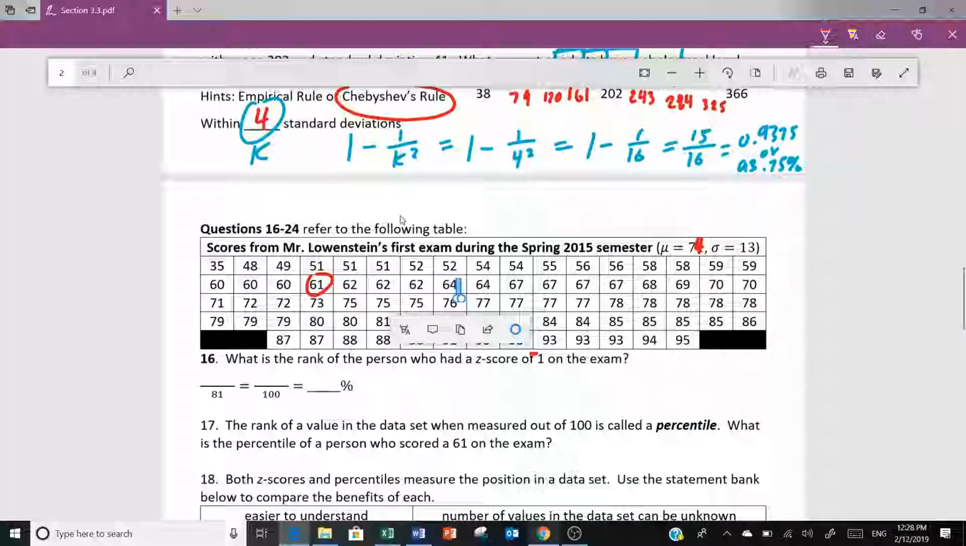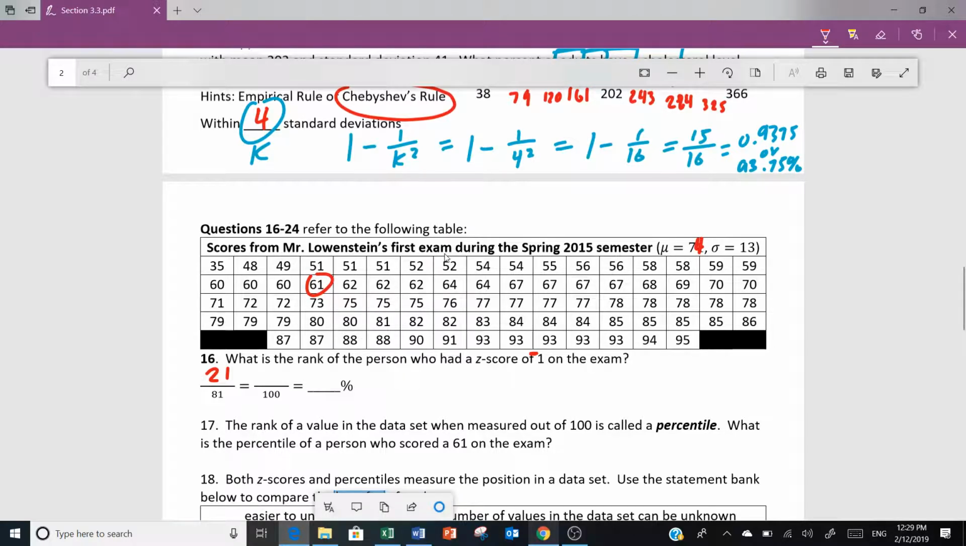Okay, so let's see, what's the rank of 61? Well, there's 17 in the first row, so this is ranked 17. 18, 19, 20, 21. So we're going to put 21 at the top, because it's the 21st. It's the 21st value out of how many total? 81. So it's the 21st value out of 81 total.